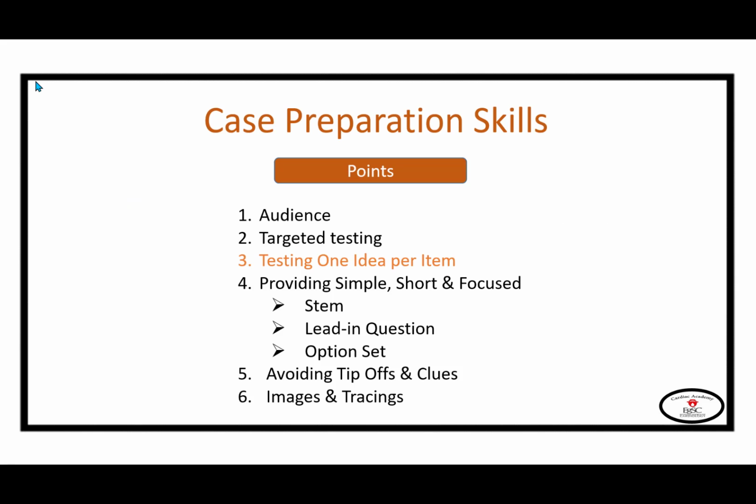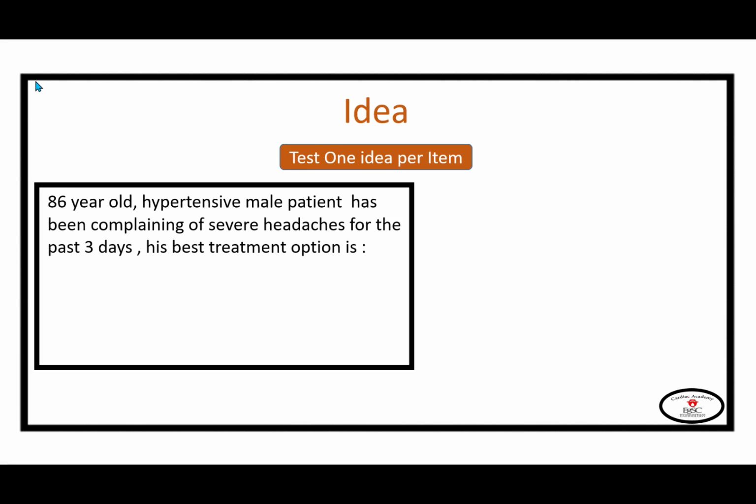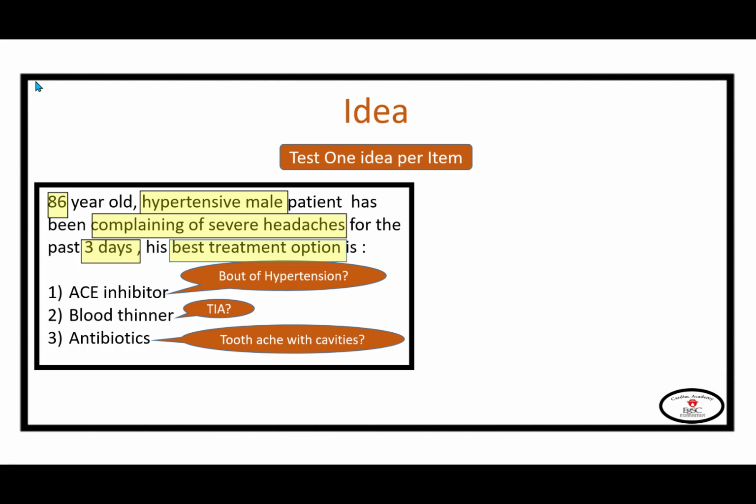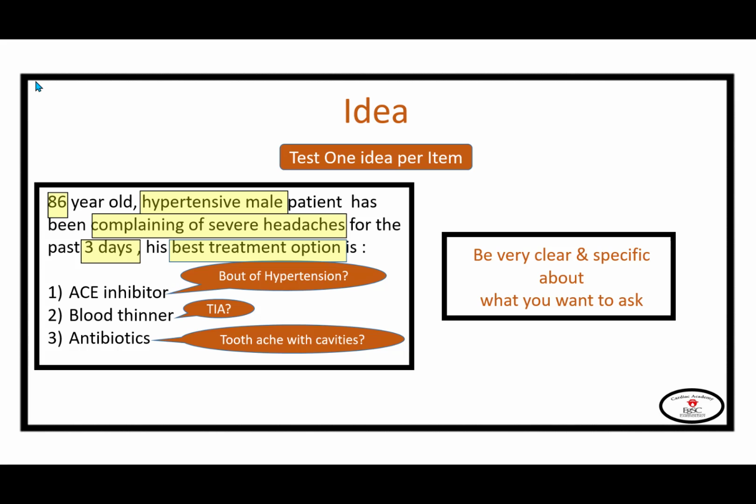Testing one idea per item. Okay, let's see here. 86 hypertensive male patient has been complaining of severe headaches for 3 days, and his best treatment option would be. Let's solve this together out loud. Okay, number 1, ACE inhibitor. What do you think? Could it be about hypertension? 2, blood thinner. Maybe it was a TIA. 3, antibiotics. Well, toothache with the cavities. So you really need to be very clear and specific about what it is that you want to ask.